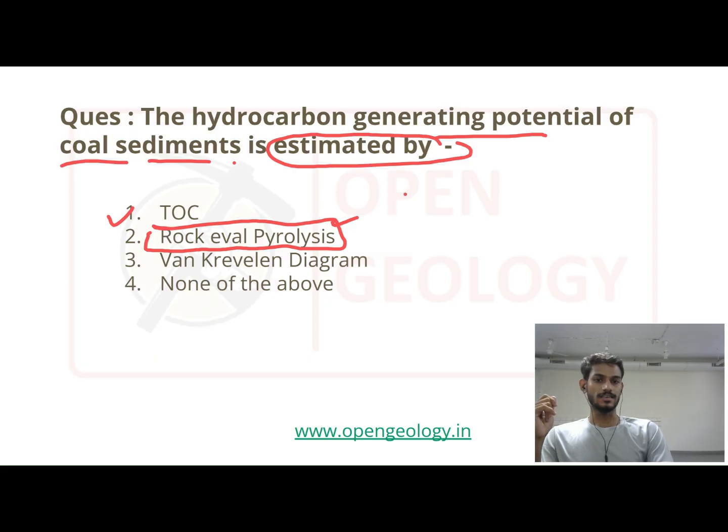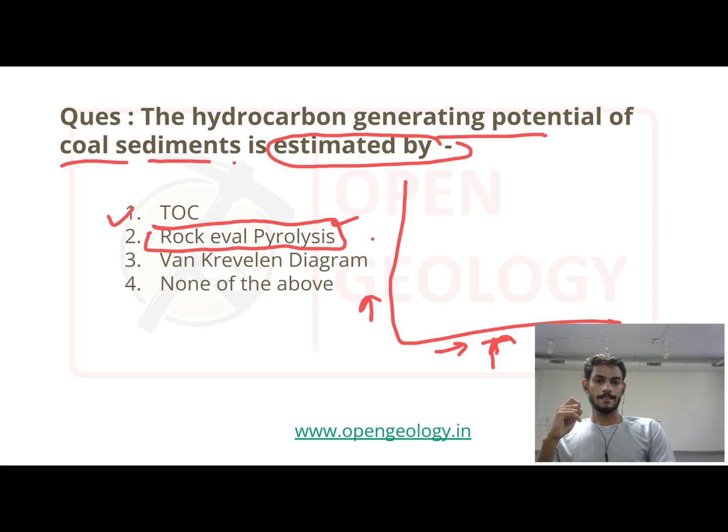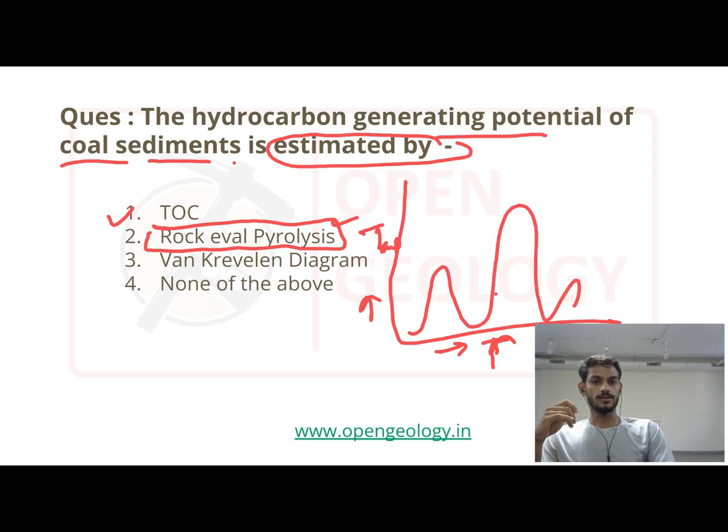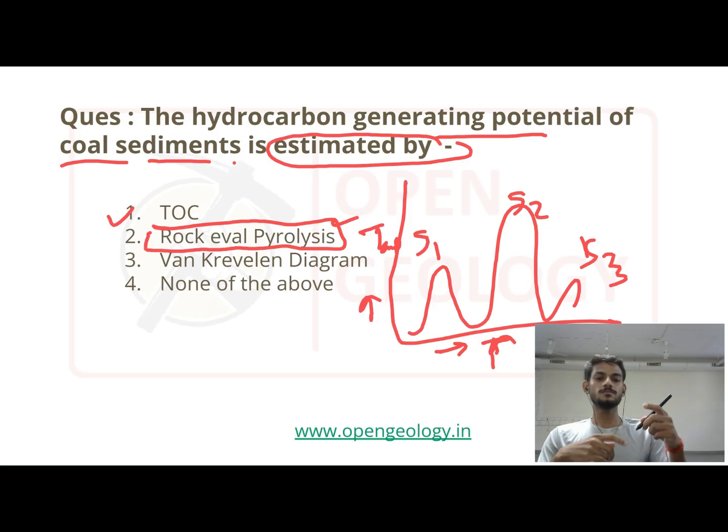What happens is that we take a sample, and on the x-axis we have the time period t, and on the y-axis we have the temperature. As we raise the temperature of that sample, we get a few peaks like S1, S2 and S3. By using these peaks, we can estimate how much hydrocarbon can be generated from this coal. Here the second option will be our right answer.